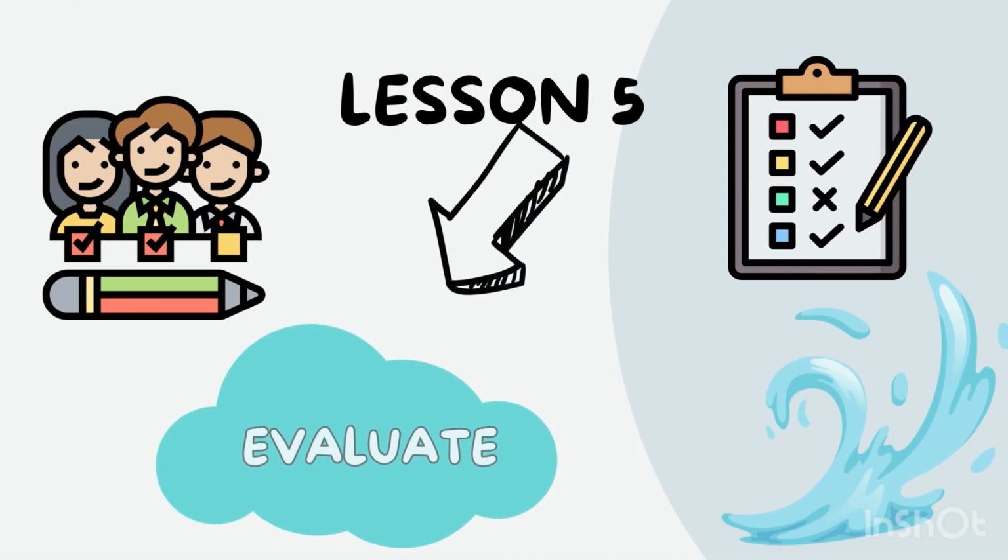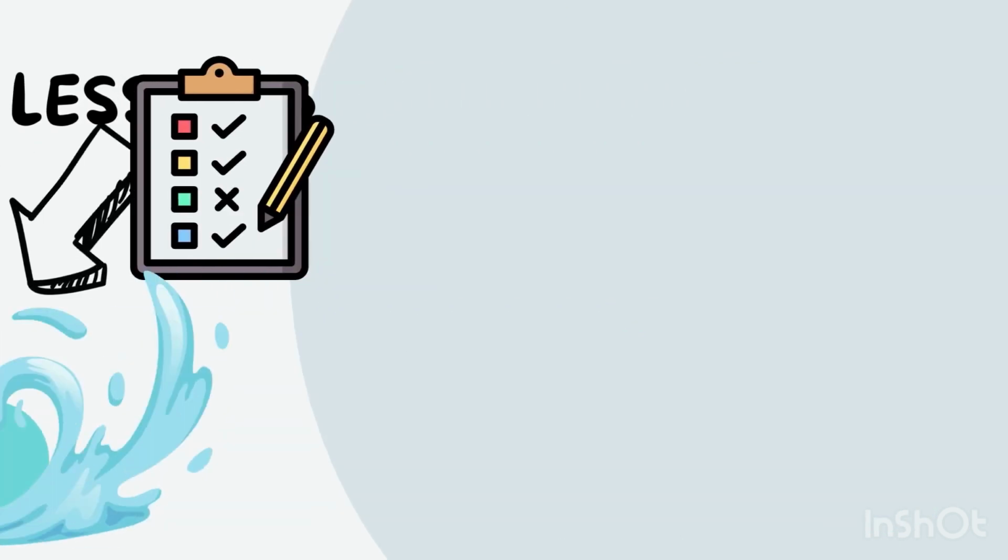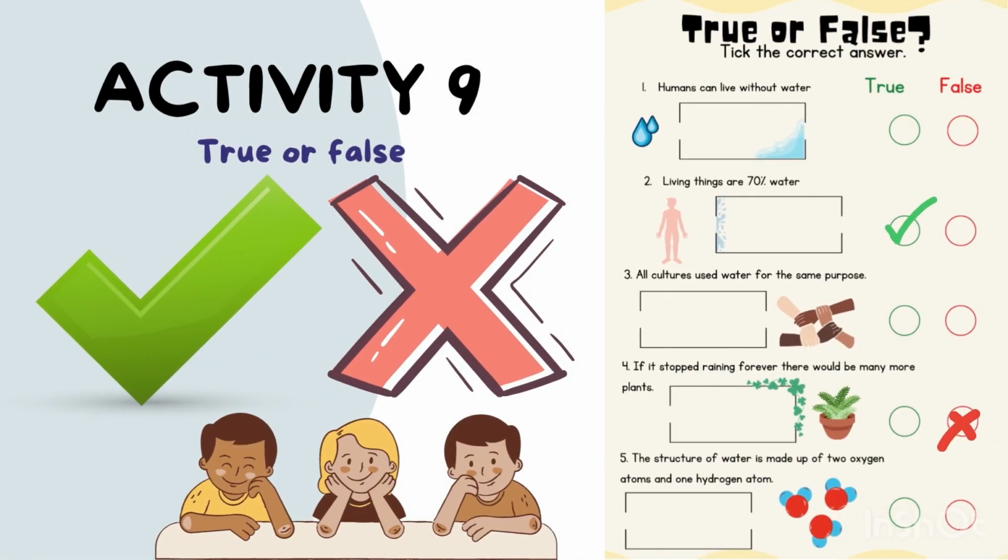We will continue with lesson number 5, Evaluate, with the 9th activity called True or False. To begin the evaluation of the students, we will carry out an activity in which each individual student will have to reason on a card that will be given to them about situations in which water is essential, and thus understand the importance of water.